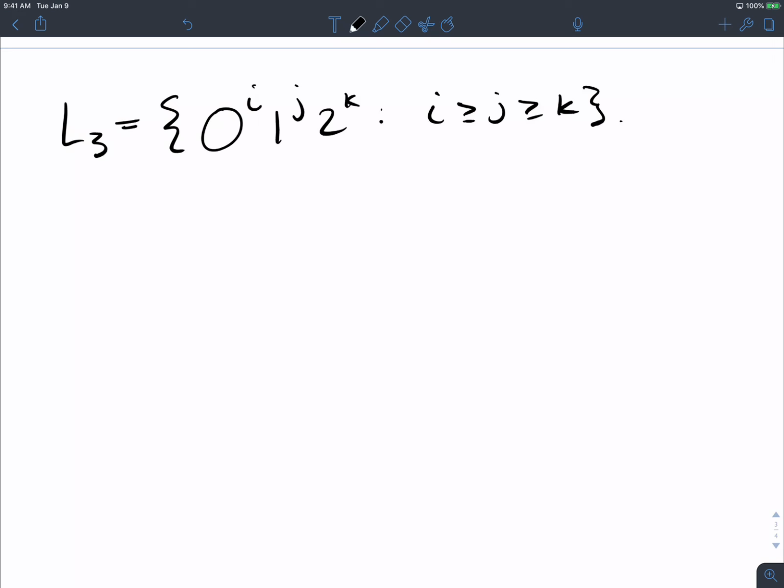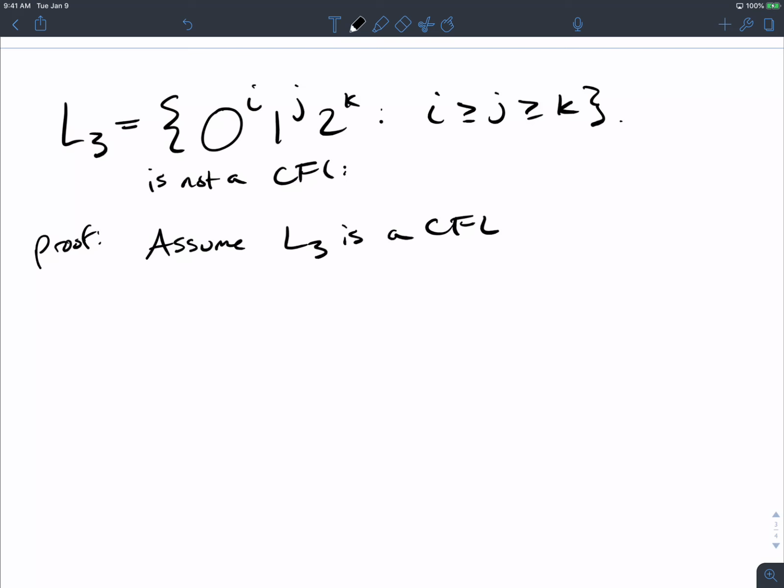So this is actually where it gets a little bit interesting. Let's actually try to prove that this is not a CFL. Let's start as before by assuming that L3 is a CFL. Then there exists a p for L3, as you might expect. And now we gotta pick our string, or a reasonable string here. Any suggestions?